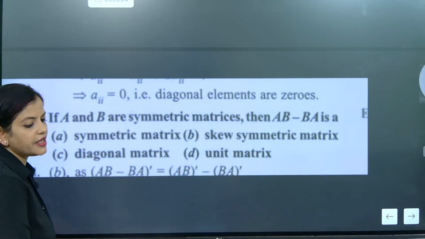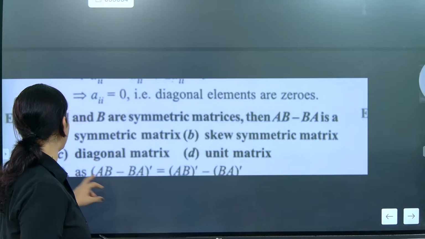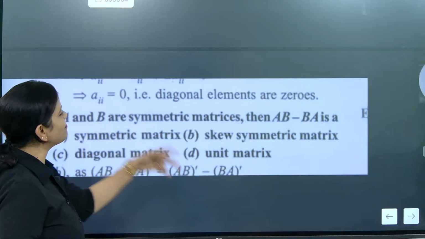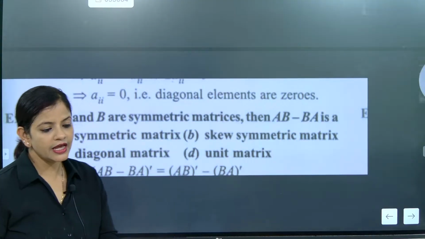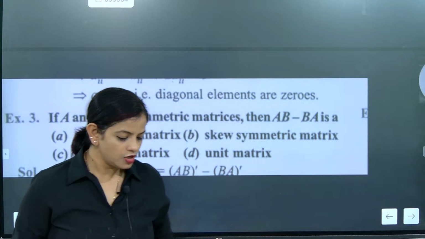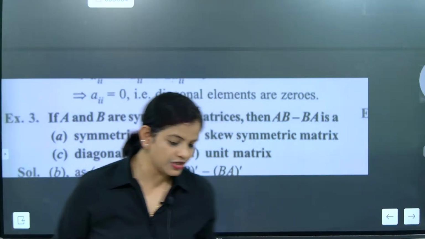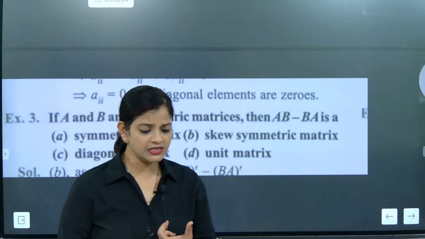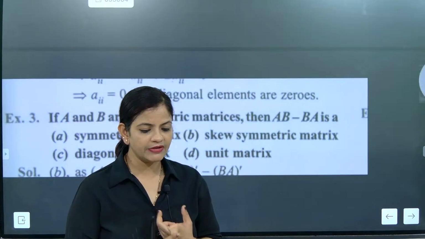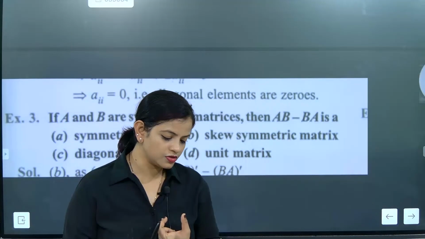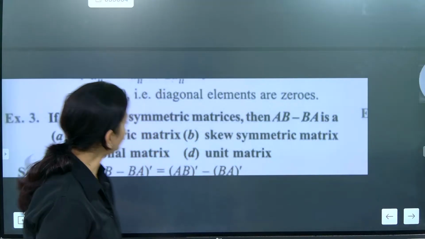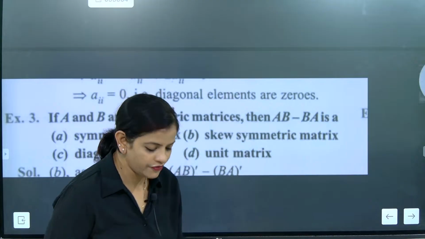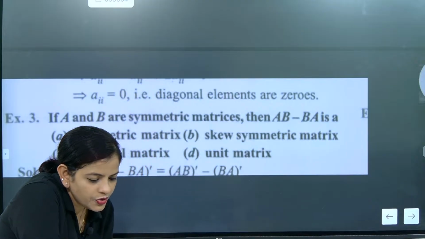So what is the answer here? The option is exactly B, skew symmetric matrix, because A and B are symmetric matrices. Symmetric matrix means that A equals its transpose. Okay, A can be transposed and we will be able to get short of it. Is it okay for you all? Did you understand this part?